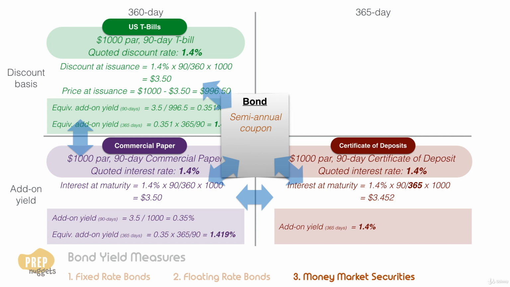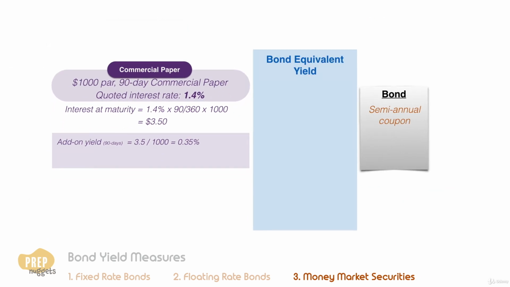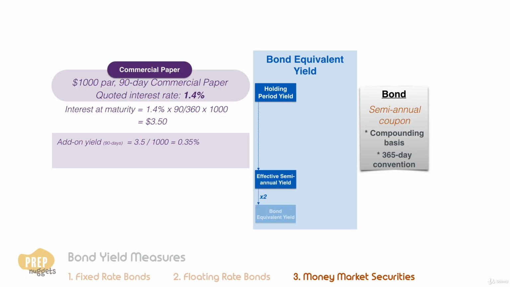We shall use the example of the commercial paper to illustrate the method. Before we begin, let's first state the basic assumptions of the semi-annual bond. Firstly, the yield is quoted on a compounding basis. Second, the day count convention is 365 days. The general framework to obtain the bond equivalent yield is to convert the money market security's holding period return to an effective semi-annual yield and then double it.